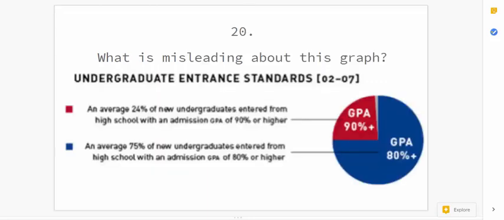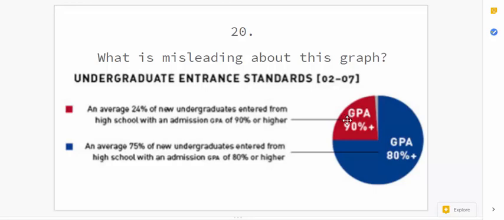And question number 20, what is misleading about this graph? So it says undergraduate entrance standards from 2002 to 2007. So just by looking here, what you can kind of gather is that 80% have a GPA of 80 something plus, and then this has a GPA of 90% plus. These percentages on the pie chart are really confusing. So really what this is trying to tell you is that 24% of students have a GPA of 90% or higher.